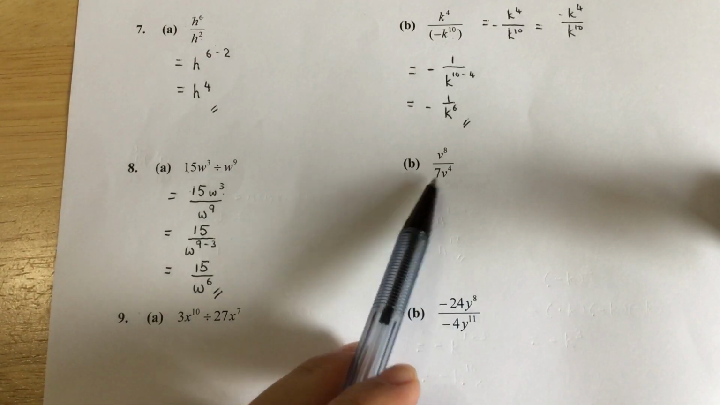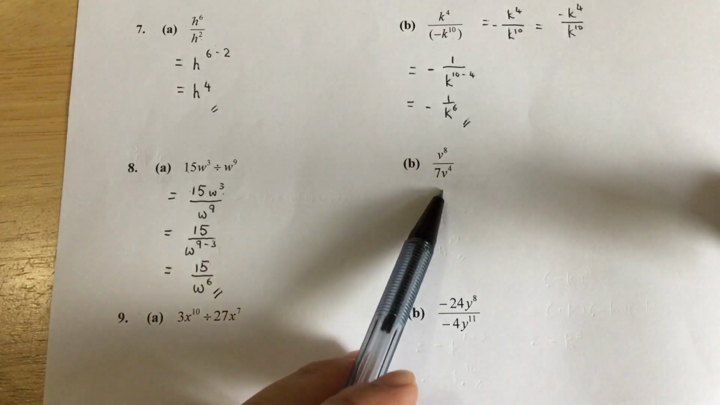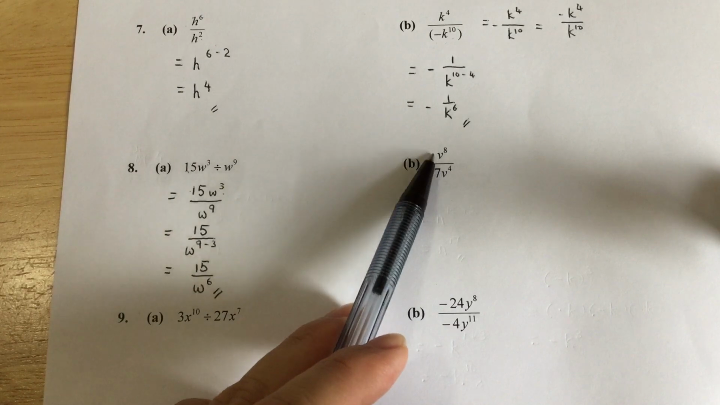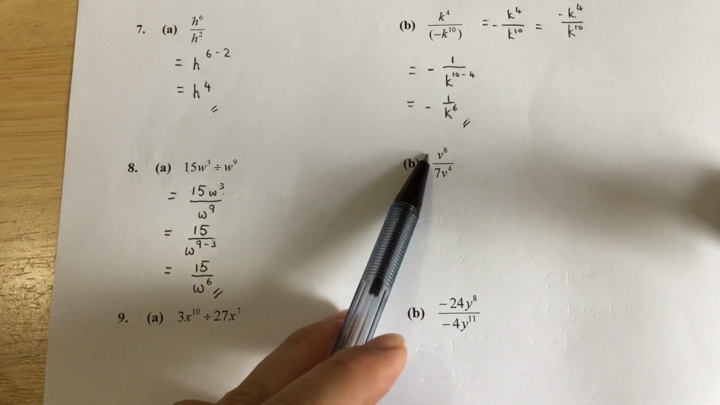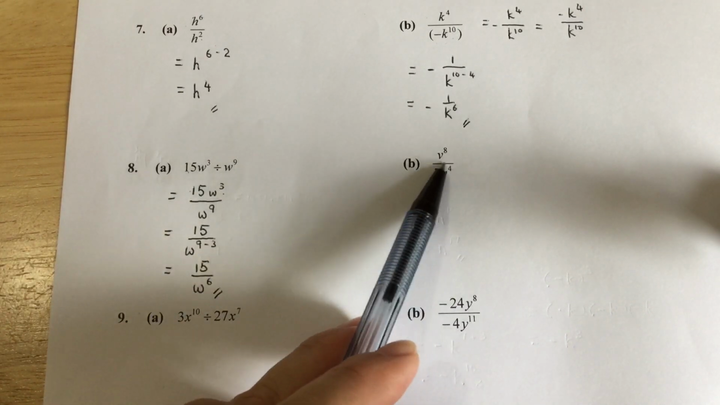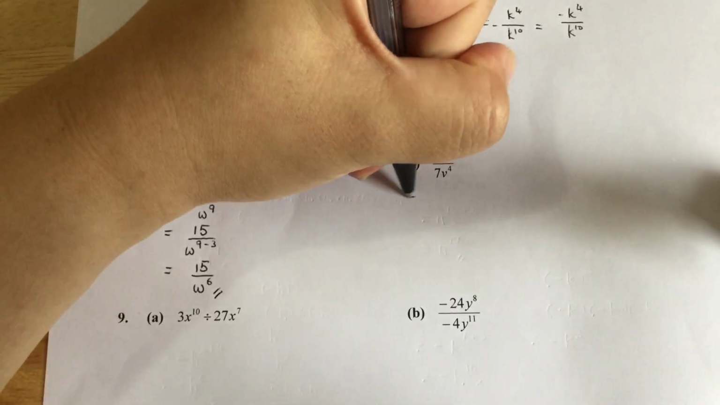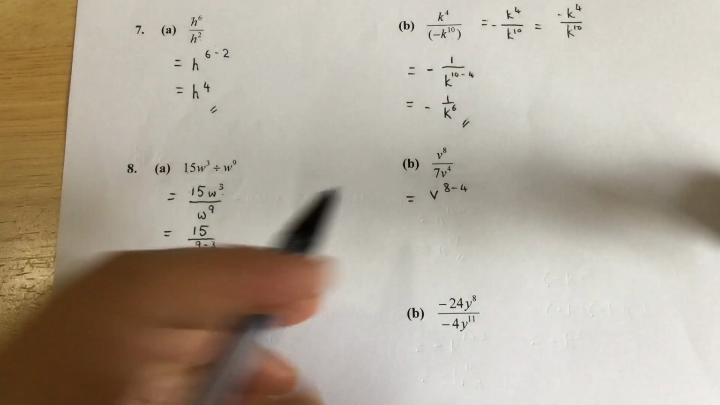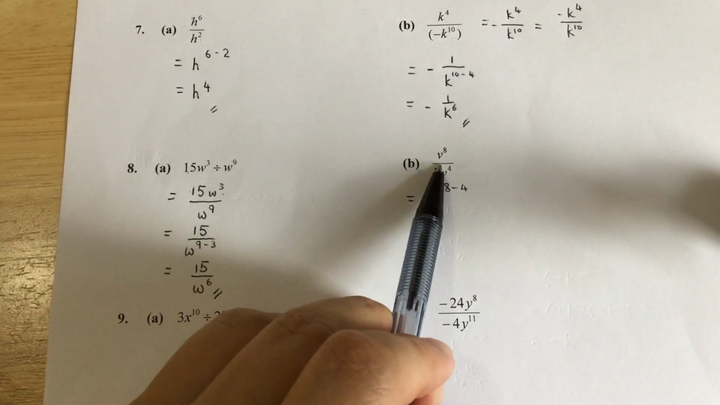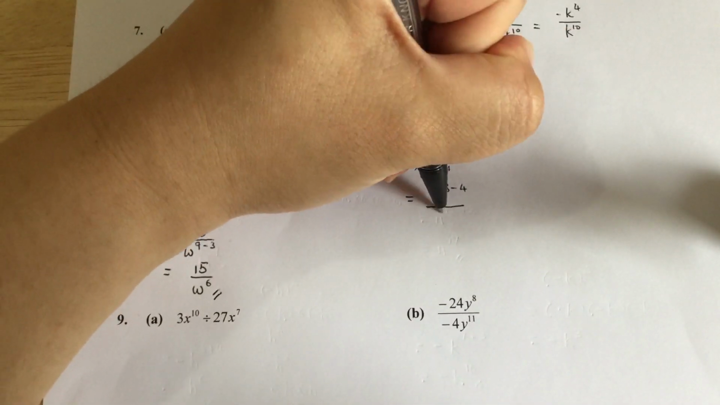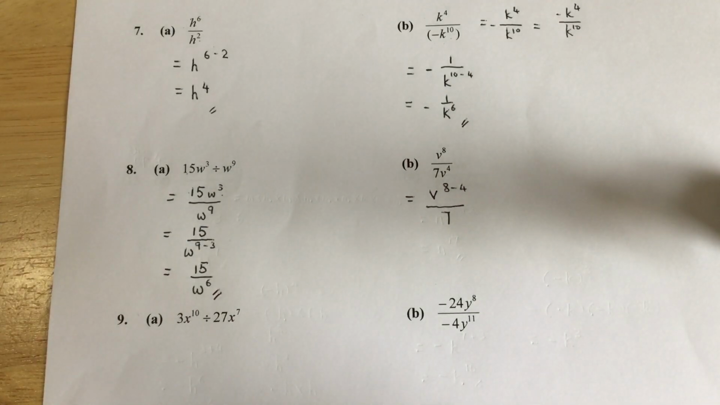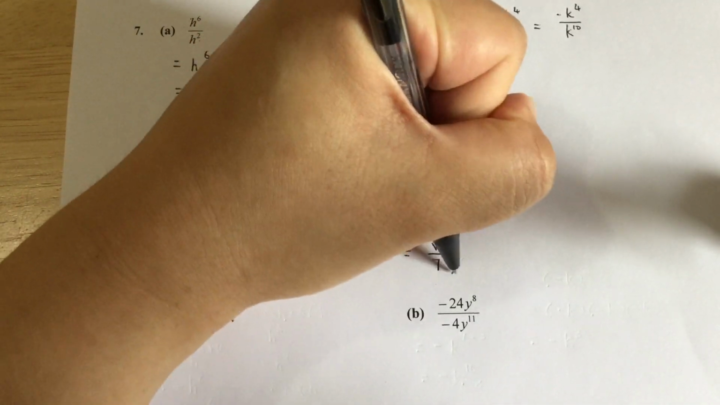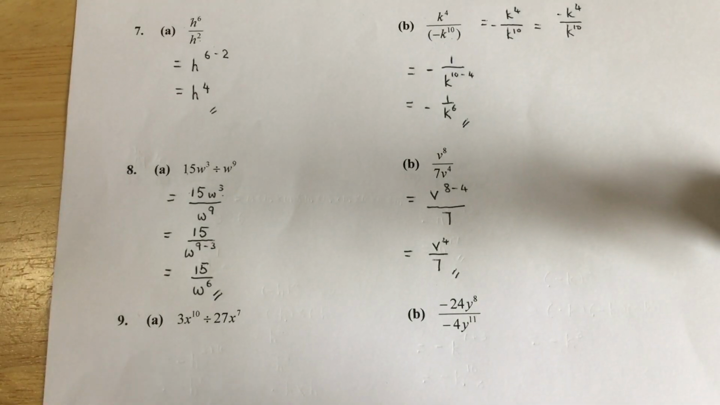Okay, now what about this? Once again, we can do the same thing. We see v with the power 8 and v with the power 4. This one is greater in the numerator, so we will use this one minus this one and put it in the numerator once again: 8 minus 4. And then the 7 is in the denominator, so we keep it in the denominator once again. So the answer is v with the power 4 divided by 7. So you solve the problem immediately.